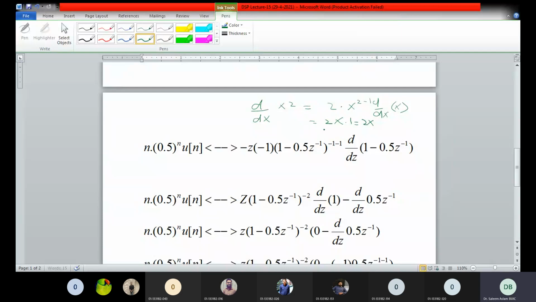So we multiply by minus 1, like minus this, and we need to differentiate. What is the derivative of 1 with respect to z? This is d by dz. 0, sir? 0. It is 0, because the derivative of a constant is 0.